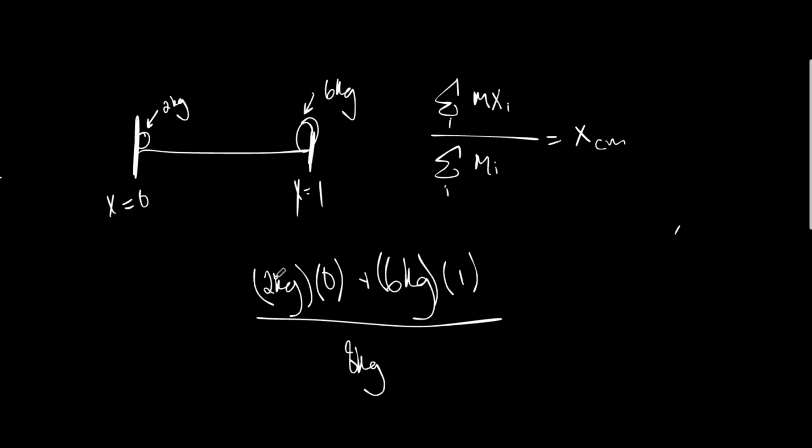So anything times 0 goes to 0, so this just becomes 0. And then this goes to be 6 over 8. And that's our center of mass. And that's how you find the center of mass for rigid objects. It's just the repeated addition of the mass times the position of that mass.